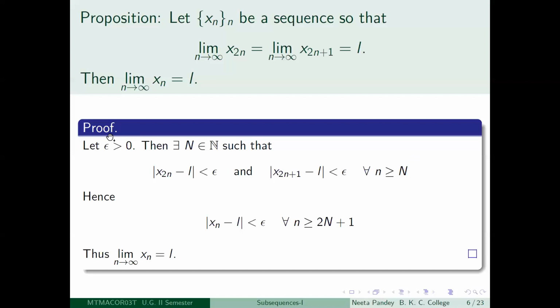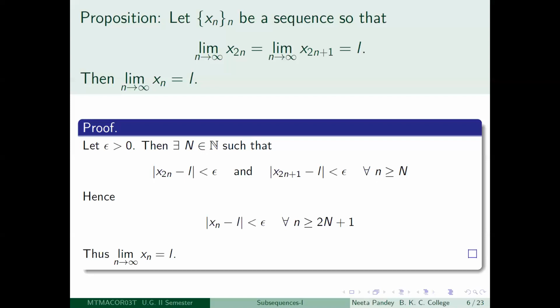So this is all you wanted, that given any epsilon greater than 0, you wanted a positive integer, which you have got now, 2N plus 1. Capital N came from here and then you are looking at 2 capital N plus 1. So for this positive integer, if you take any little n greater than or equal to 2 capital N plus 1, then mod x_n minus L is going to be less than epsilon, and hence by the definition of the limit, as n tends to infinity, x_n is going to be equal to L.